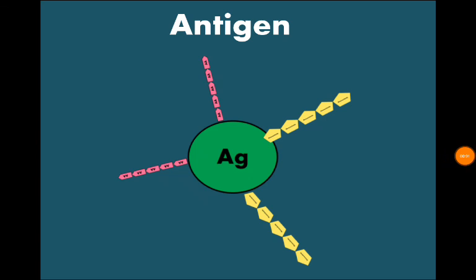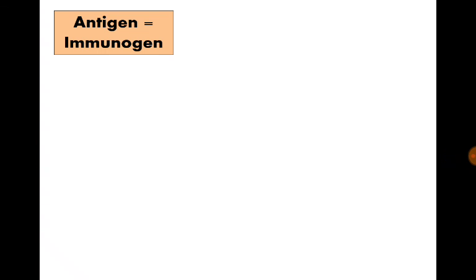Hello everyone! In this video, we will illustrate what is meant by the term antigen. The word antigen and the word immunogen are synonyms. The antigen is defined as a structure that can elicit an immune response, activate a T cell or B cell to produce an antibody that can attach to this antigen and react with it.